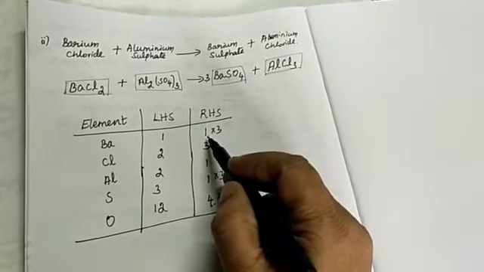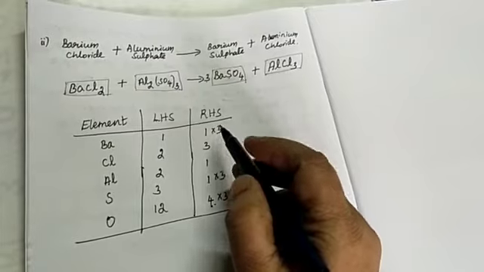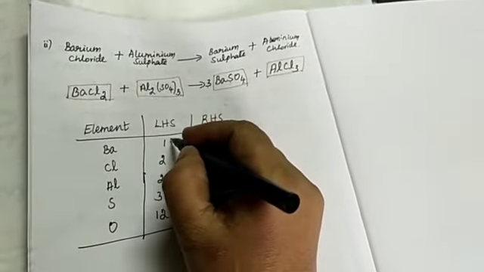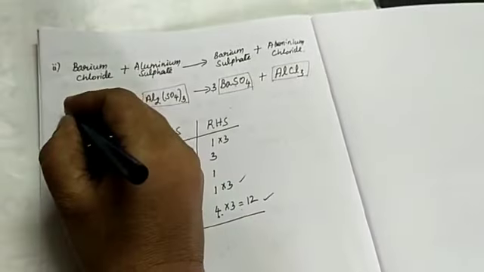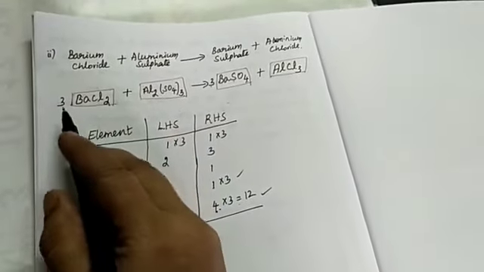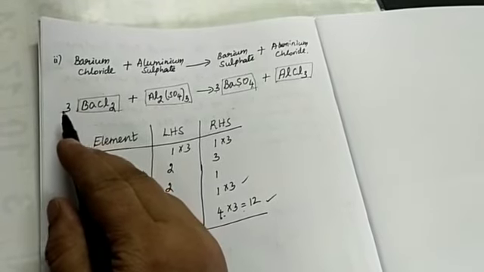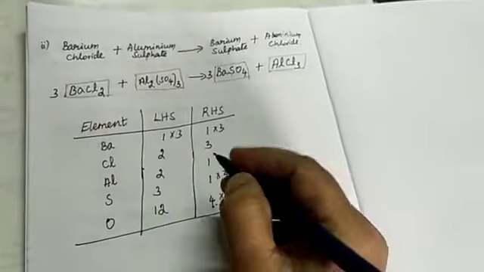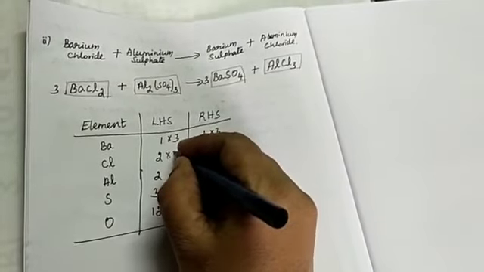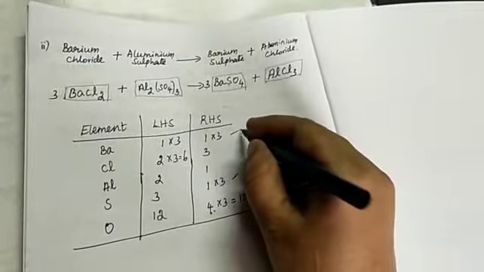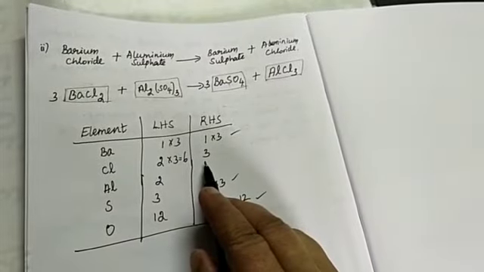But barium, now barium has changed into 3. But in LHS only 1 barium is there. So we have to multiply by 3. So we have to write in front. So now when we write the number 3 in front, so 3Ba, 3 2s are 6 Cl. So it has become 6 now. So barium is balanced, but now Cl is not balanced.